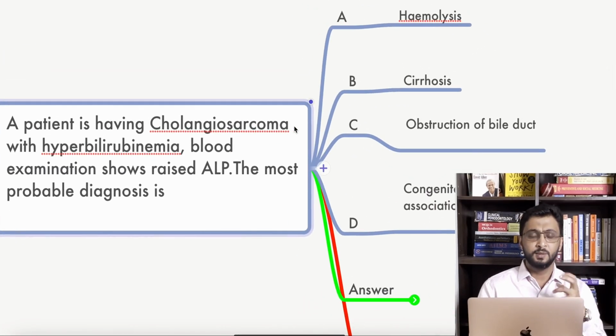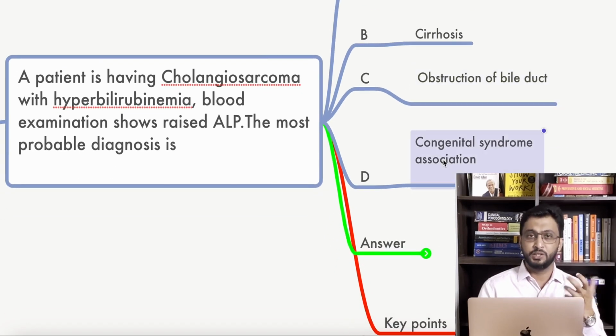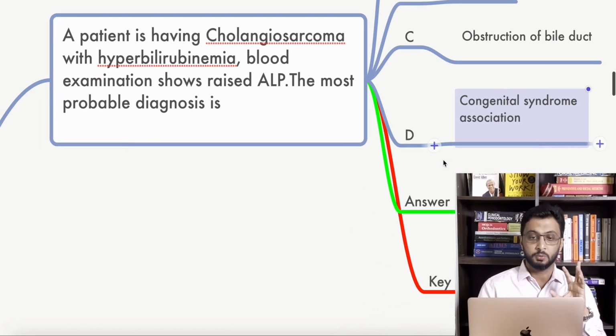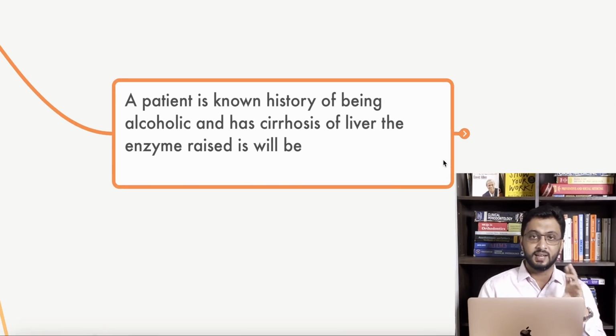Is it hemolysis, or hemolytic anemia? Is it cirrhosis? Is it obstruction of bile duct? Is it congenital syndrome associated with liver disease? That is what you have to come to. We'll come to the second question and then discuss the key points of each and finally arrive at an answer.